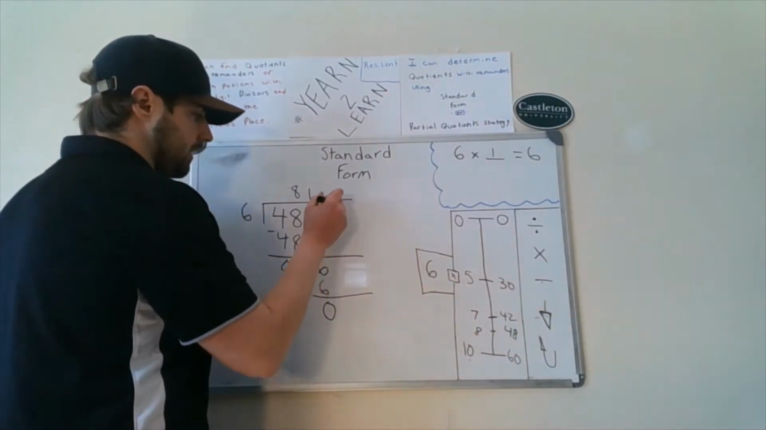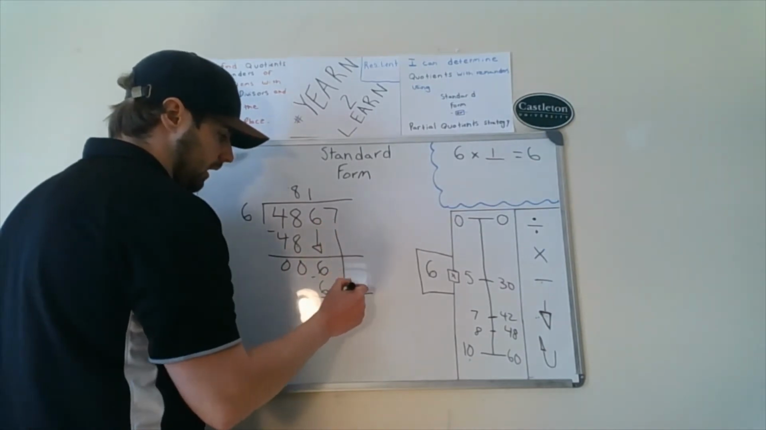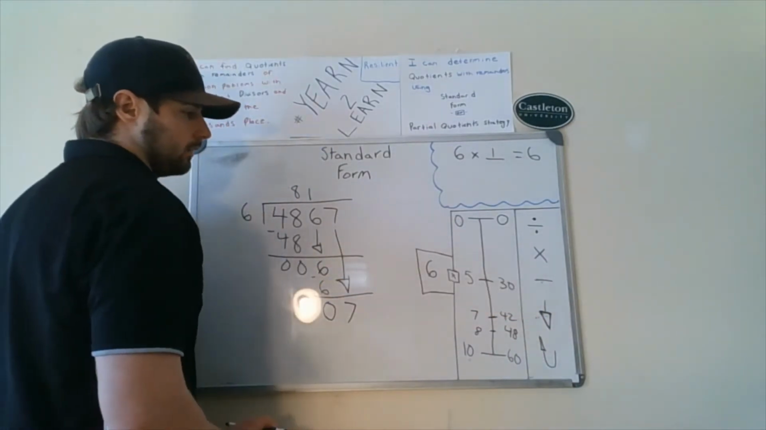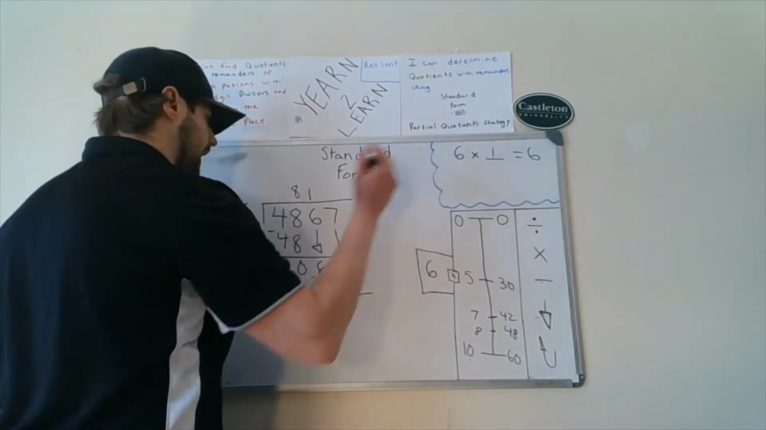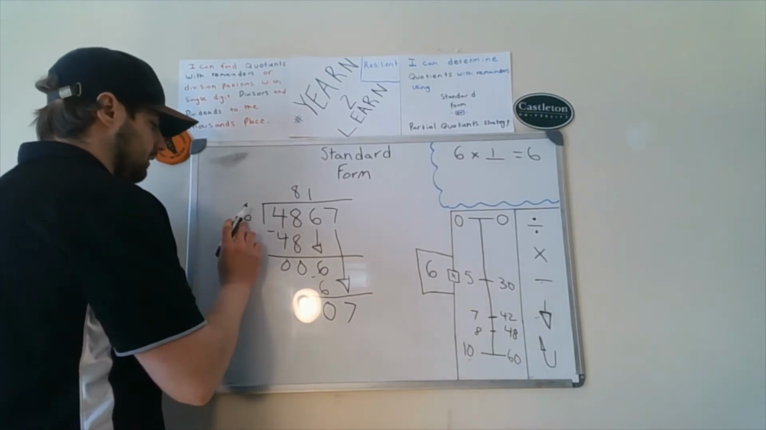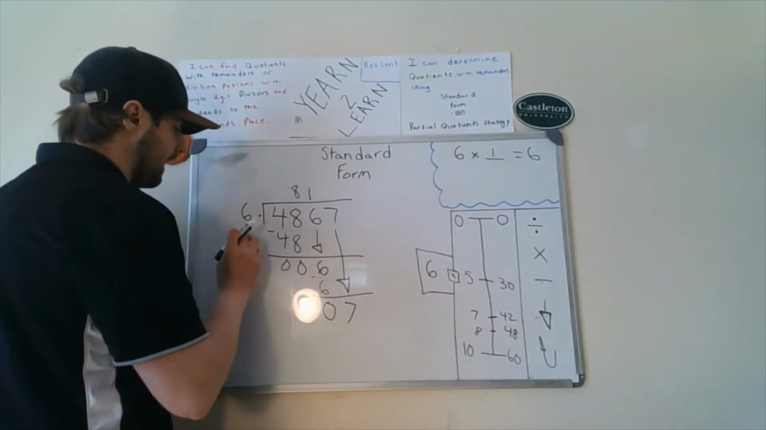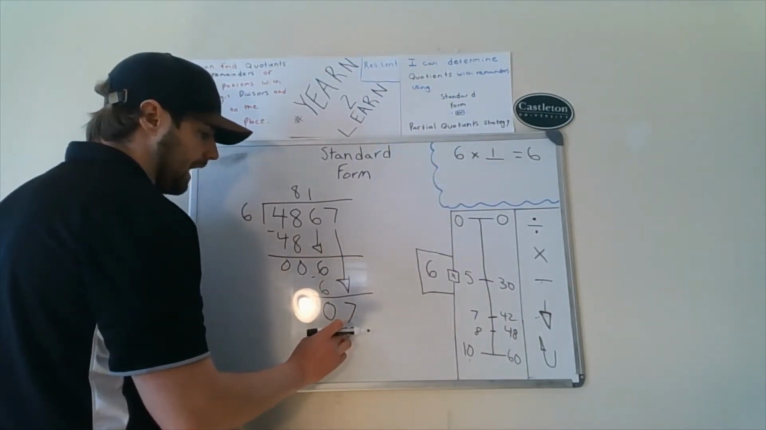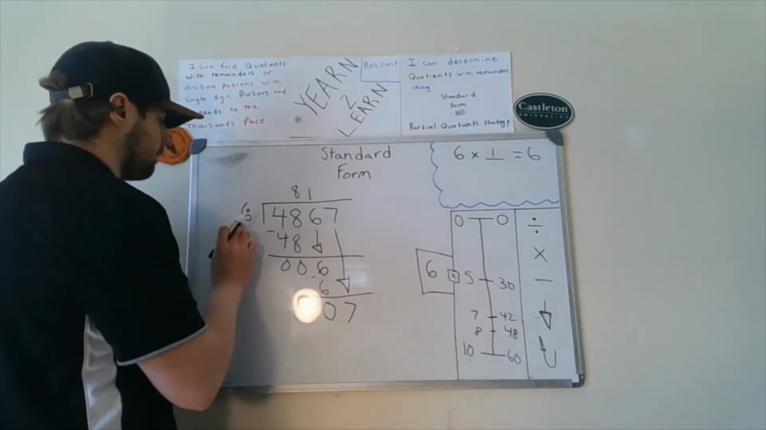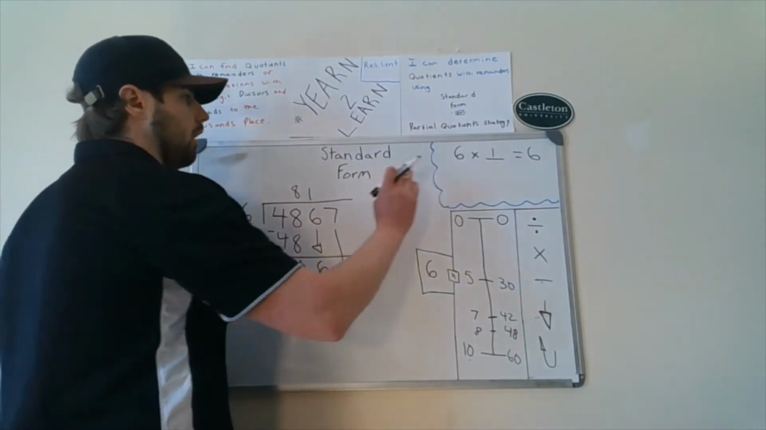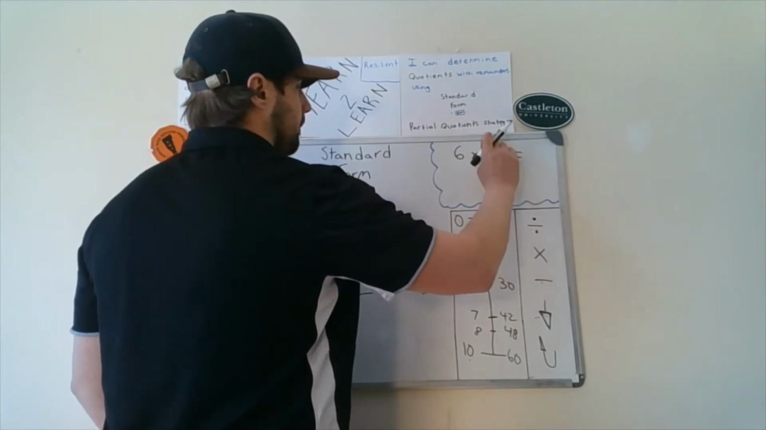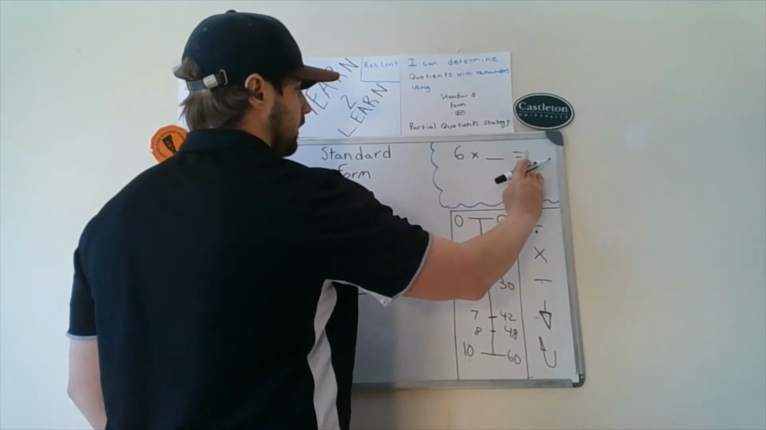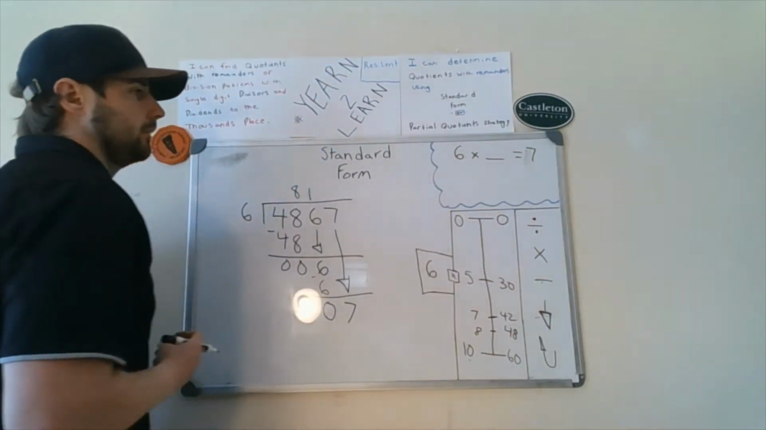I have a 7 in my ones next. I bring that on down. I have a 7. I need to bring it on back. I need to divide. I'm asking myself, can 7 be divided by 6? Can 6 go into 7? It can, because I know 7 is a larger number than 6. So, in my brain, I am thinking 6 times what number is going to give me 7?